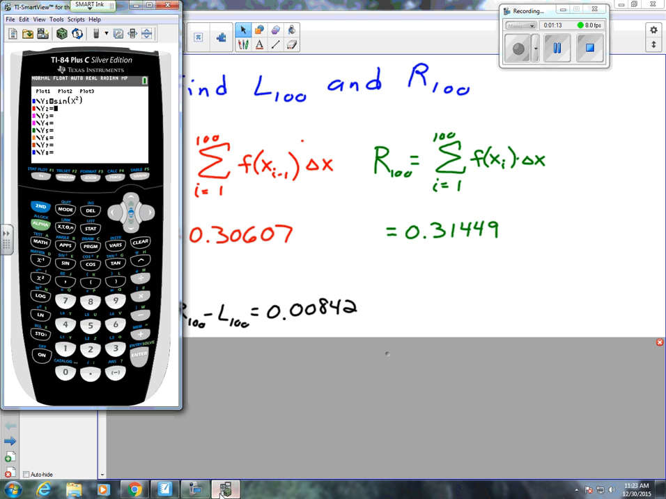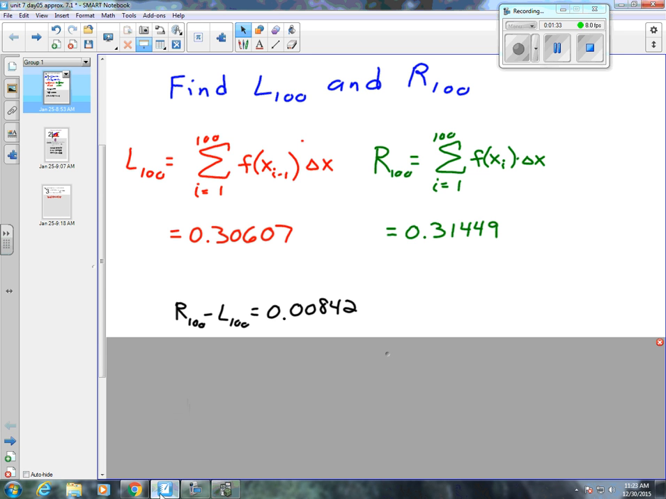If I graph y equals sine of x squared between 0 and 1, I notice that this function is increasing entirely over the interval. We call that a monotone function over that interval, meaning it is strictly increasing. Now let's go back to the estimates. Because my function is increasing, the left approximating sum is going to be less than the actual answer, and the right approximating sum is going to be more than the actual answer. Therefore, the actual integral value is going to be somewhere in between those two values.